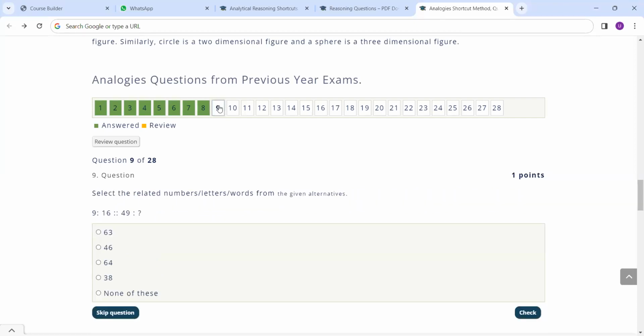Oh, this is interesting. Wait, what? This is interesting. Hmm. What are the dots for?